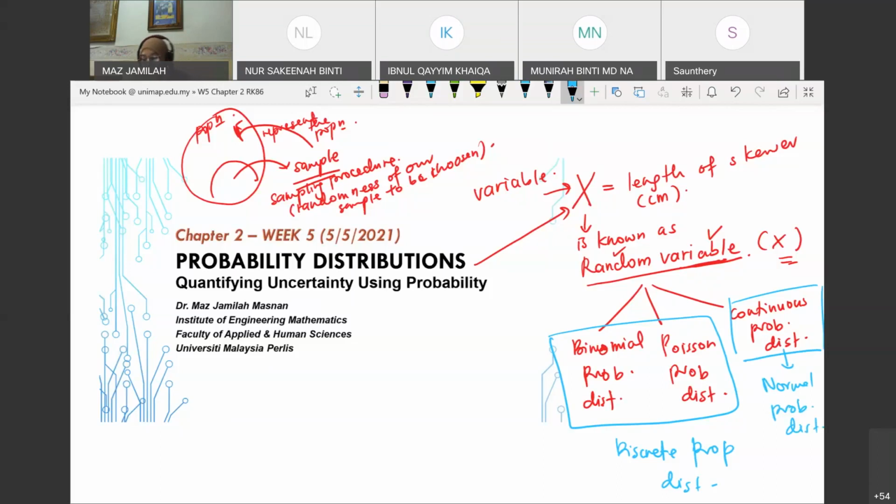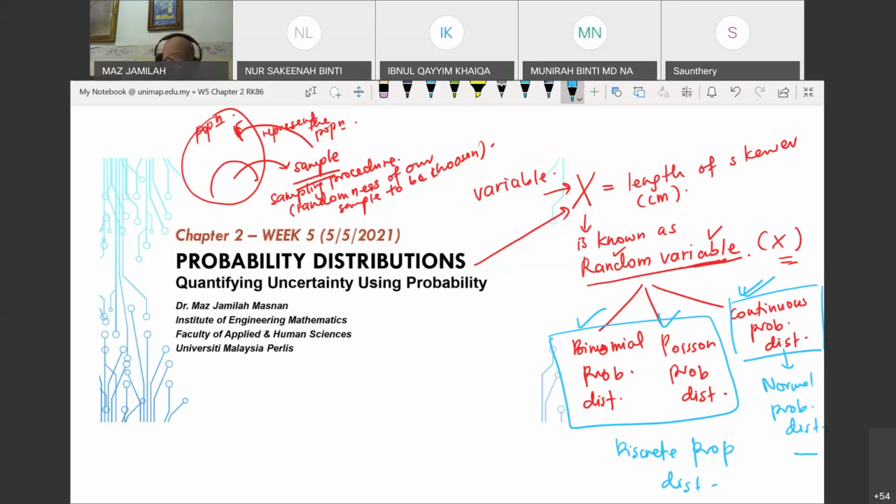Now, we are going to talk about these three a lot afterwards, and most of your test 1, quiz 1 will go back to this particular three-way distinction. What is discrete probability distribution, including binomial and Poisson, and your continuous probability distribution, that will be normal probability distribution.